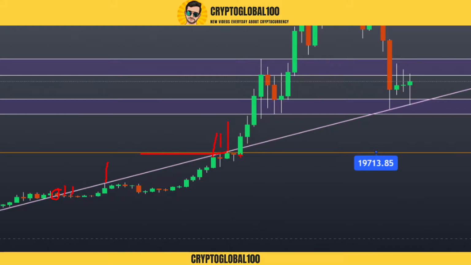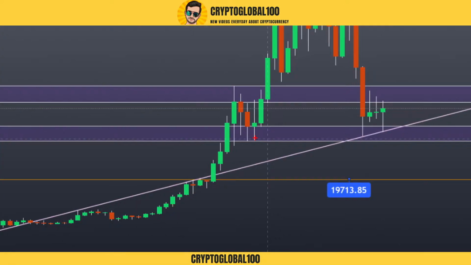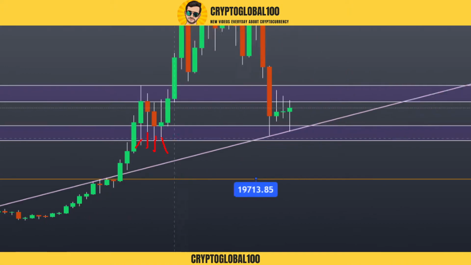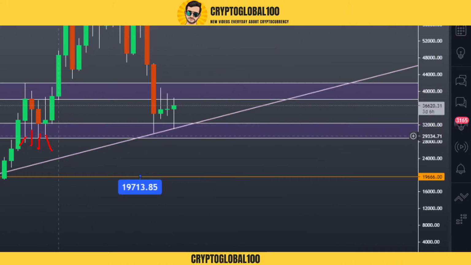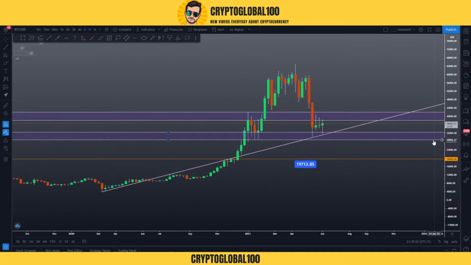Once it was broken, the next candle went down and tested, and then the price went up in this area. You see this area, 1 2 3 4 times this area has been tested. This is the support zone, the support area around approximately 28,000.